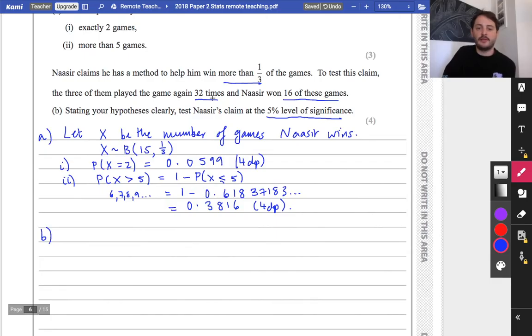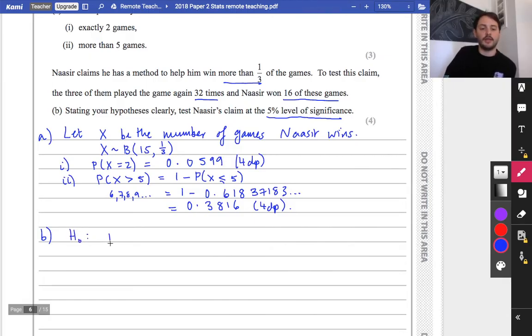Well, they've played the game 32 times, and he's won 16 of them. And 16 is half of 32. So he's actually been winning half the games, 50% of the games, which is more than a third. So that's why he's got this idea in his head. So let's start off with what our hypothesis test looks like.